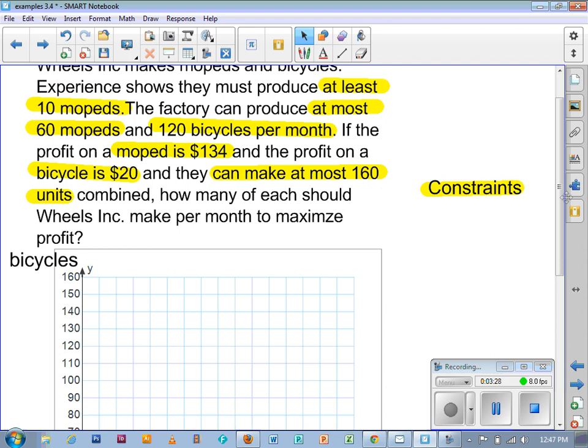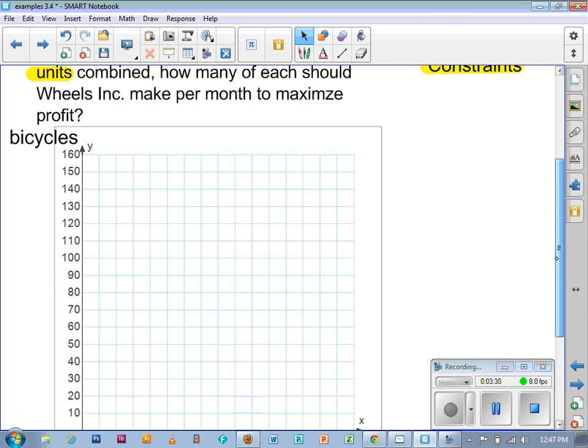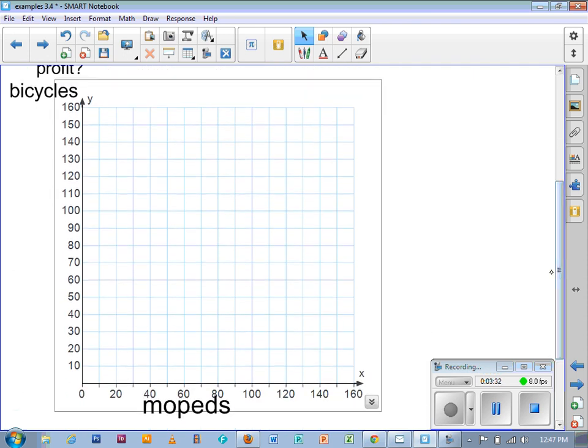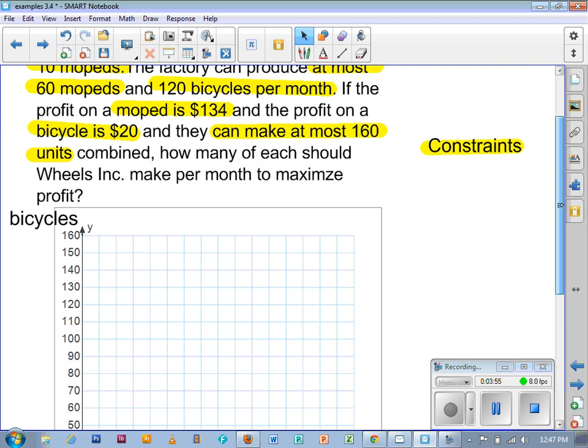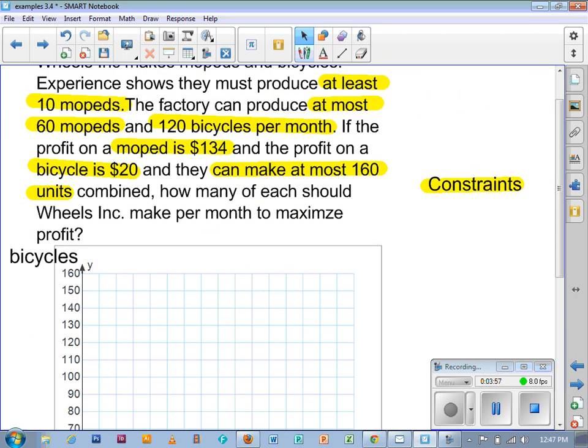And as you can see, I've already set up the graph for you. You can look at the graph. I've made X represent the number of mopeds. I knew the maximum number was 160. I went up by 10, so there's an appropriate scale. My y-axis, I represent that as the number of bicycles. Again, maximum number of units is 160. Again, I went up by 10. So every line on this graph is a representation of a scale of 10. So since my mopeds are represented by X, let's start with that one first.